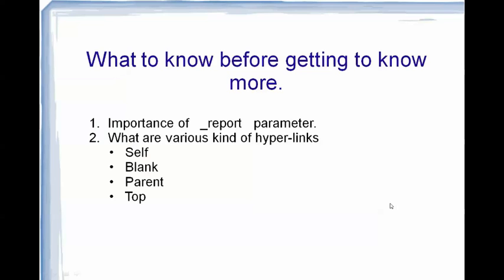Now, as I said, two reports are linked using hyperlinks. There are four kinds of hyperlinks: self, blank, parent, and top. The self hyperlink is responsible if you want to open your drill down report in the same window itself. Blank, if you want to open the drill down report in a new window. Parent, if you want to open it in the parent frame, and top would be anything above the navigation, as a block or a frame or whatever element you need to navigate in.